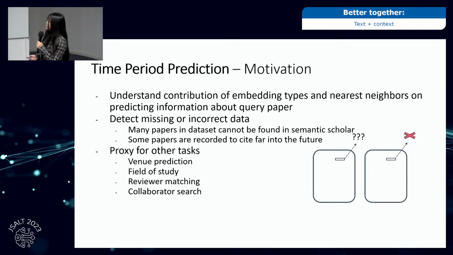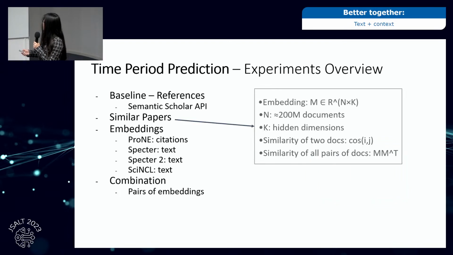And then some motivation for this task: we can try to understand the contribution of embedding types and nearest neighbors on predicting information about the query paper, and also detect missing or incorrect data, which happens surprisingly often in the data set. It also serves as a proxy for other tasks like venue prediction, field of study, reviewer matching, and collaborator search. Some of those tasks might have a more clear, practical value.